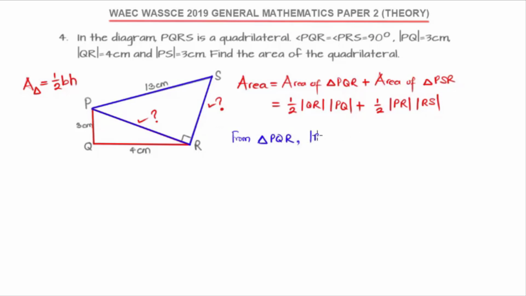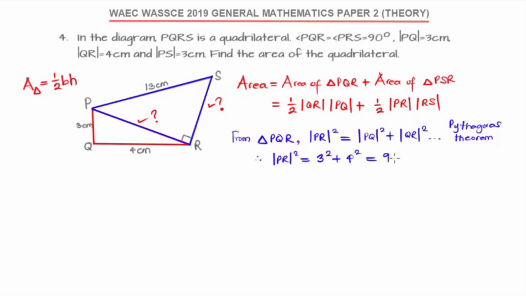For example, from the triangle PQR, we can see that the hypotenuse, the square of the hypotenuse, that is PR raised to the power 2, is equal to the square of the opposite PQ raised to the power 2 plus the square of the adjacent, that's QR raised to the power 2. This is Pythagoras theorem, so we can find PR raised to power 2 to be 3 raised to power 2 plus 4 raised to power 2. That's 9 plus 16, which is 25, such that PR will be the square root of 25, and that is 5 centimeters. So we can input the value for our PR to know that we have our PR to be 5 centimeters, which you can use to get the area of triangle PSR.